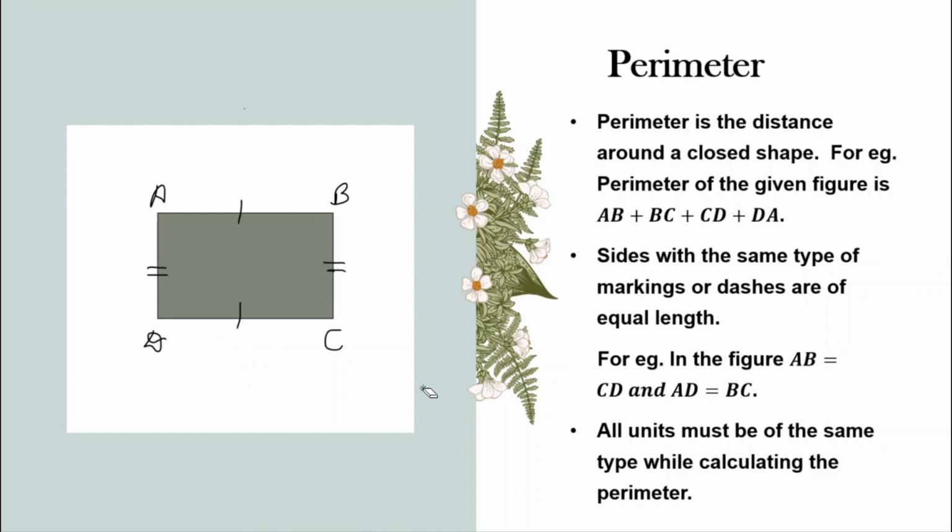And the second thing is, whenever you are calculating the perimeter, always remember that all the units must be of the same type. What I mean by it is, for example, if you are calculating the perimeter of this figure ABCD and suppose AB is 2 meters, then the other sides' units should also be in meters. It's not like one of them is in meters and others are in centimeters. All of them have to be in meters if one of them is in meters. If any one is in kilometers, then the remaining three have to be in kilometers. Then only I can add and get the perimeter.